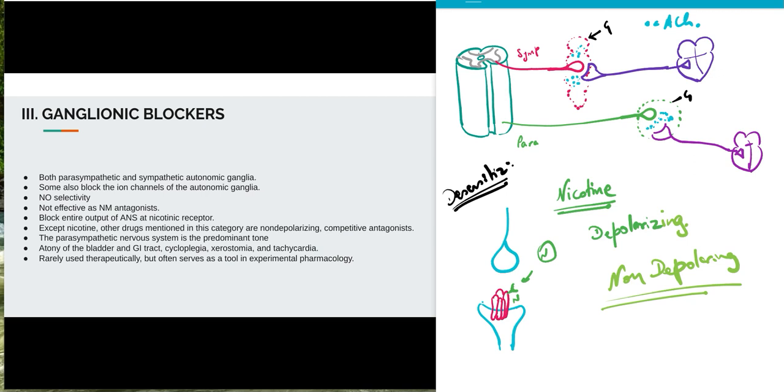Understood? So suppose you give a ganglionic blocker to anyone. In the gastrointestinal tract, what will happen? What do you think will happen? Or suppose the urinary bladder. Do you remember that the urinary bladder and the gastrointestinal tract are triggered by the parasympathetic system? Rest and digest. So if I give a blocker, do you think they will function, they will contract or do anything?